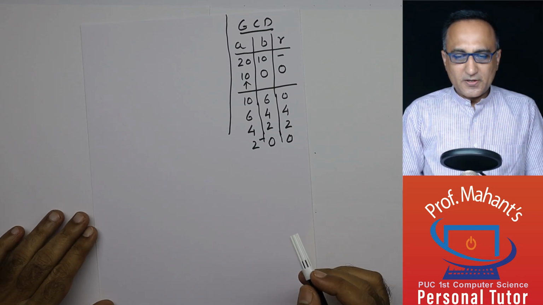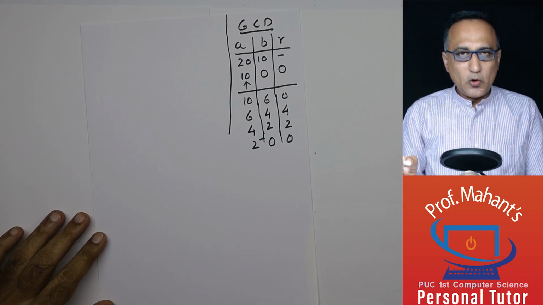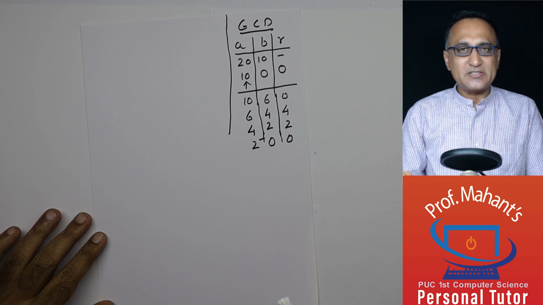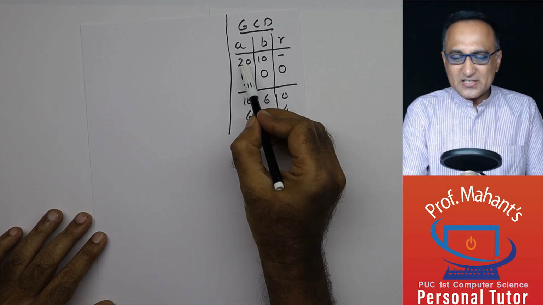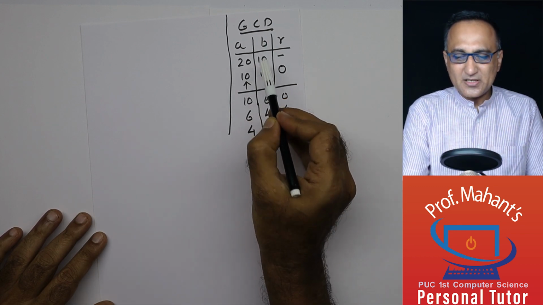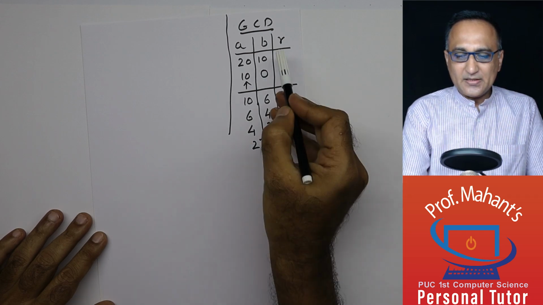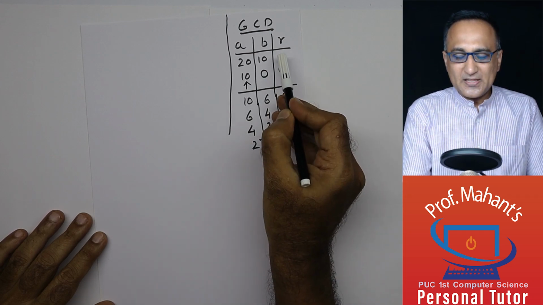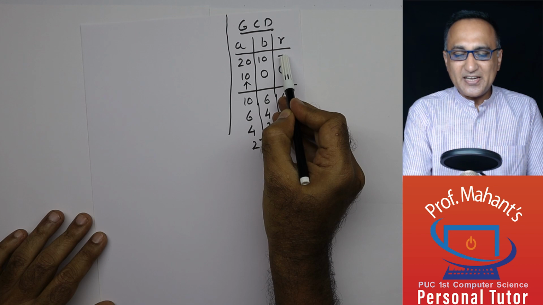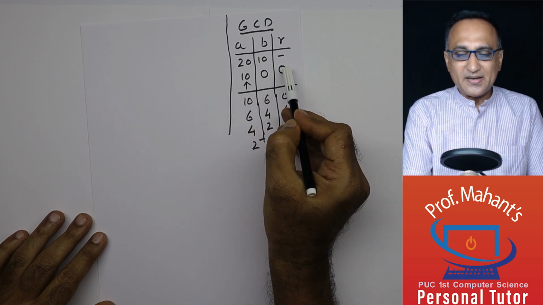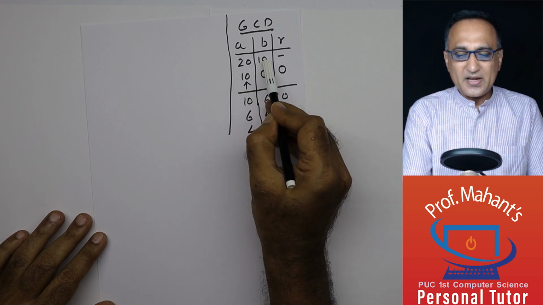In this flowchart, we shall work on how to find the greatest common divisor of two numbers using Euclid's algorithm. Let's say the first number is 20, the second number is 10, and the remainder is 0. In the first step, I need to divide A by B and store the remainder in this particular place. 20 divided by 10, the remainder is 0.